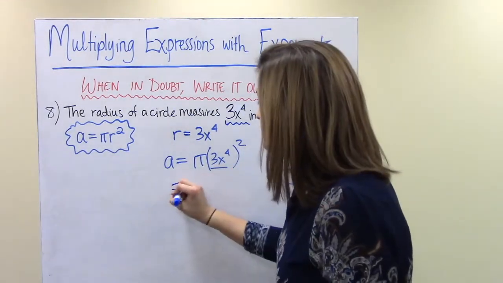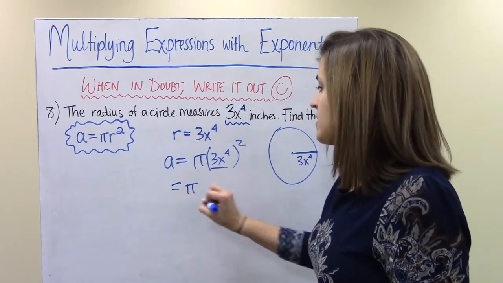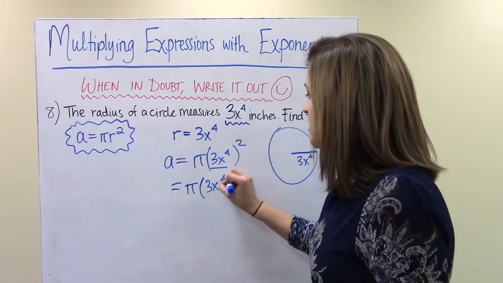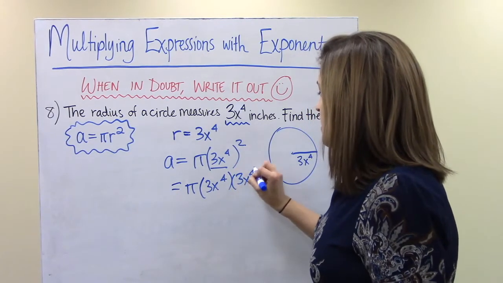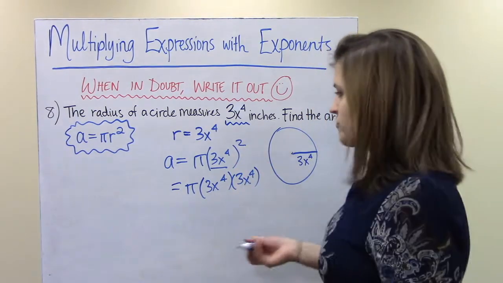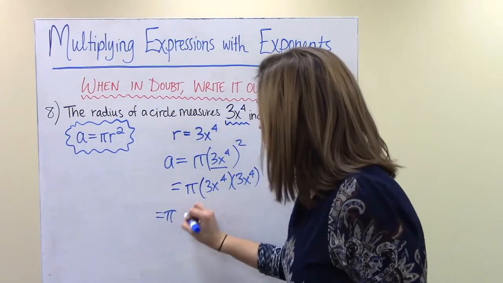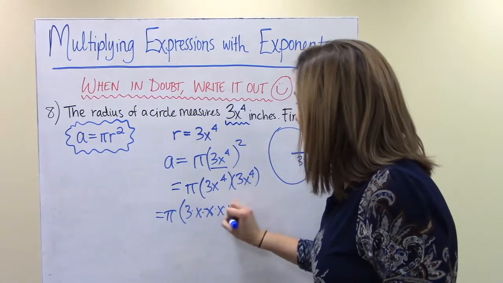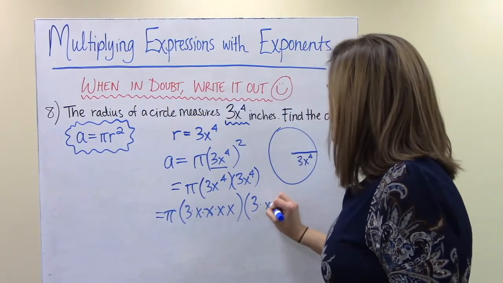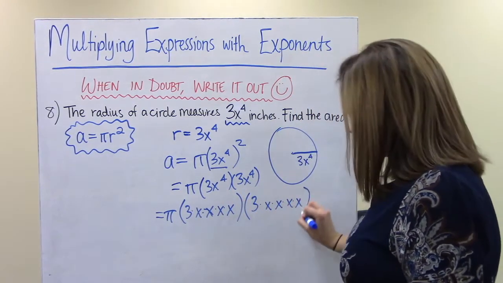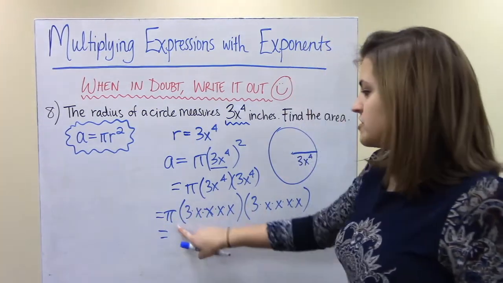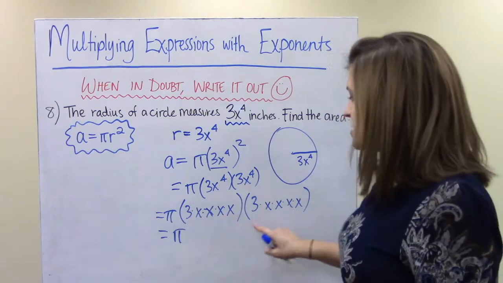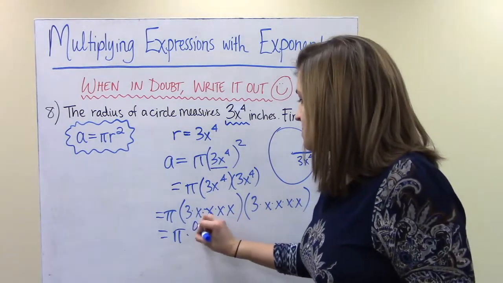So what does this equal? Well, we have pi times 2 of these multiplied together. So 3x to the 4th times 3x to the 4th. And when in doubt, write it out. So if we write out the whole thing, we'll get pi times 3 times x times x times x times x. And again, 3 times x times x times x times x. And now we get to do, so we'll have pi. I'll leave pi as pi, that's okay. 3 times 3 is going to be 9.